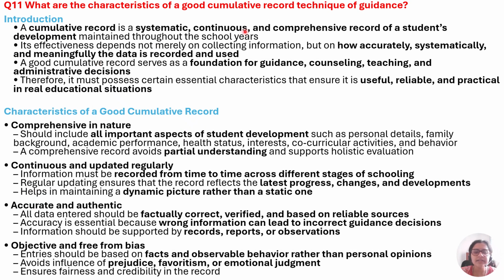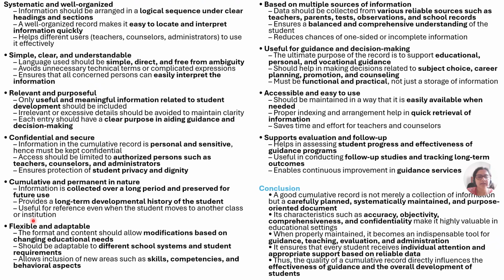What are the characteristics of a good cumulative record technique of guidance? Okay. So what are the characteristics of a good cumulative record? It is comprehensive. It is continuous, and it should be updated regularly from time to time. It should be accurate and authentic. All the facts that are mentioned in a cumulative record should be factually correct and should be verified, and they should be based on reliable sources. They should be objective and free of bias.